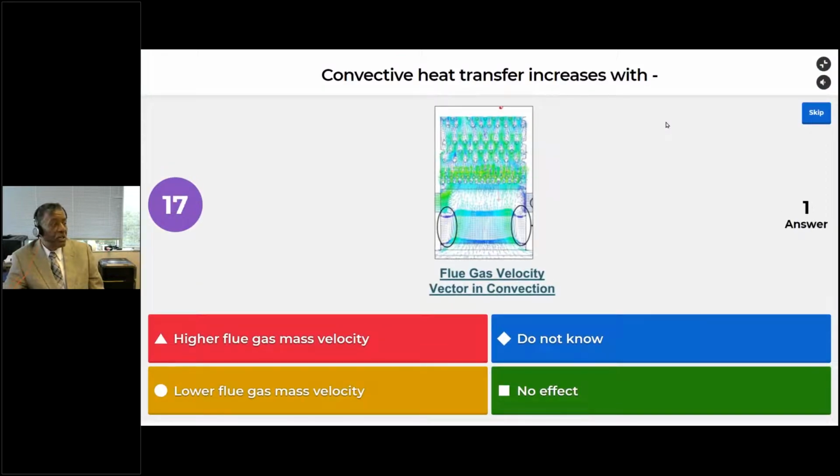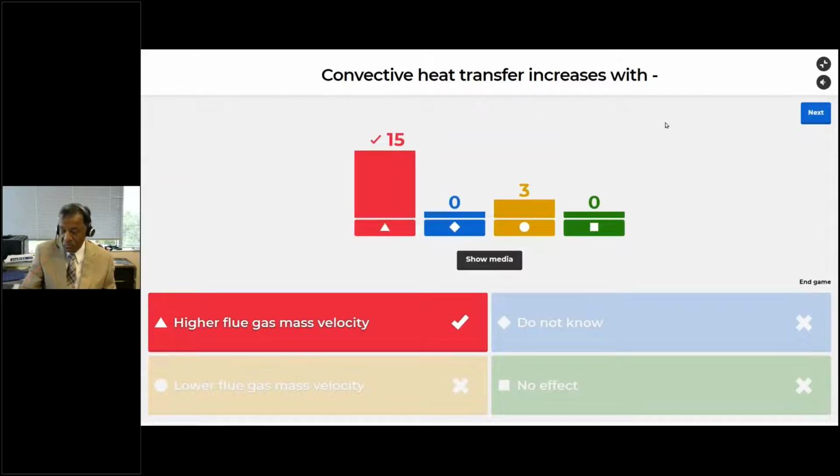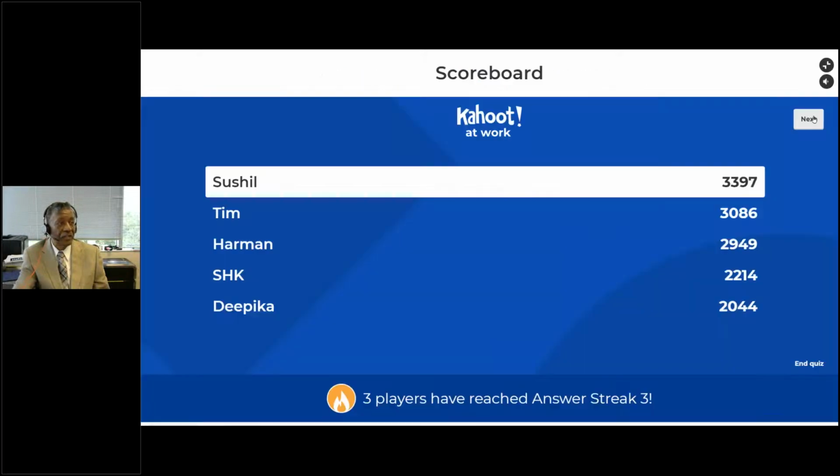So again, a small quiz for you. Convective heat transfer goes up with higher flue gas velocity, lower flue gas velocity has no effect. All right, so most of you got it correct. Higher flue gas velocity means higher heat transfer rate, or higher convective heat transfer.